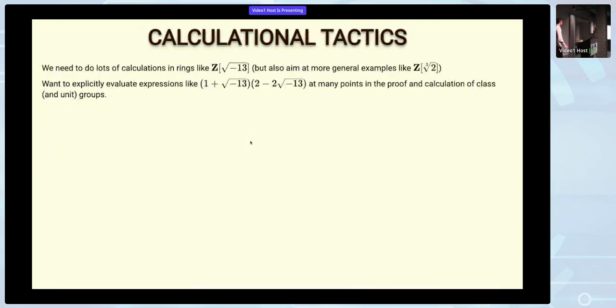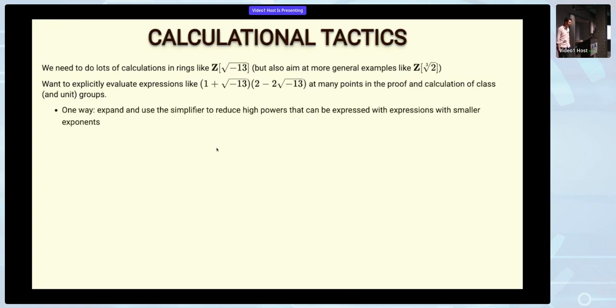As you may have guessed, when you calculate these class groups, you need to do a lot of calculational things. So we want to explicitly evaluate expressions like this in a ring like this. You could do this in several ways. Maybe you could try and get a simplifier, right? People in Lean, we've already heard, love to use the simplifier. But this is very inefficient. Once you get very high powers of whatever it is, your square root of minus 13, using the simplifier to reduce them all the time is not the best way to go.